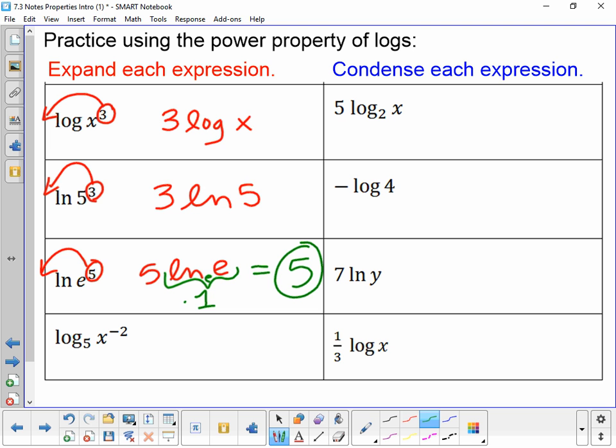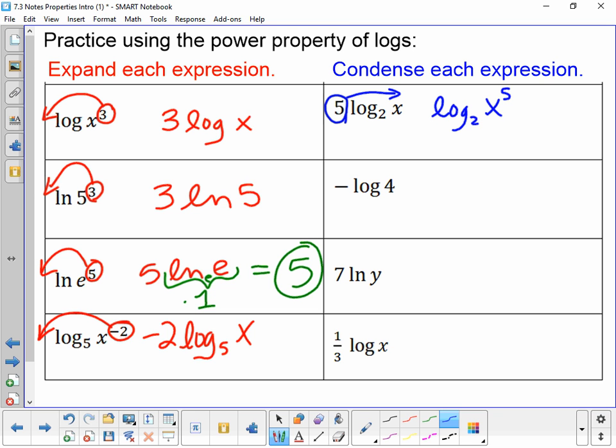Last one, we have the log base 5 of x to the negative 2 power. It's okay if that power is negative. We can still use this same rule. So that's negative 2 times the log base 5 of x. So let's use that same rule and condense. So when we condense, we're basically going the other direction. If we have a number in front, a coefficient, we're going to bring that up as a power. So this will be the same as log base 2 of x to the 5th.